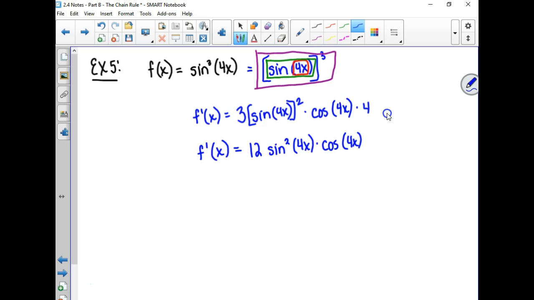A lot of times, students leave off a step of that because the fact that it's a triple chain rule is not quite as obvious to them. All right, any questions?